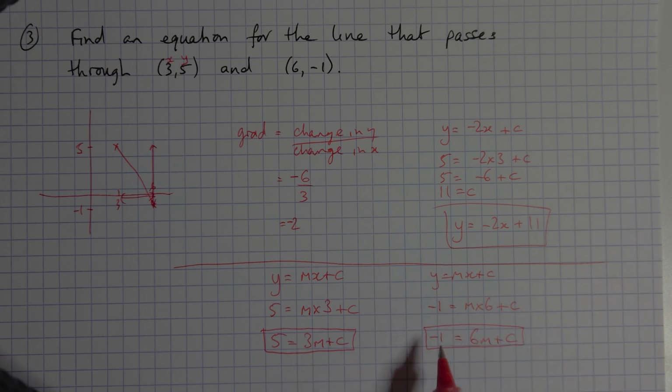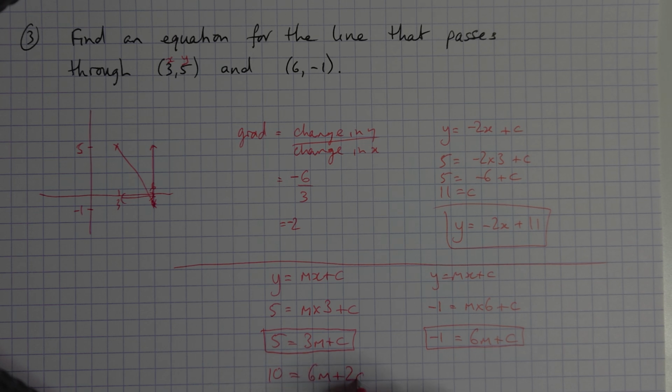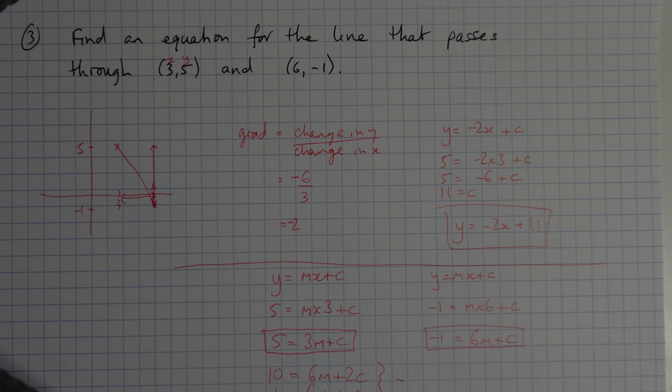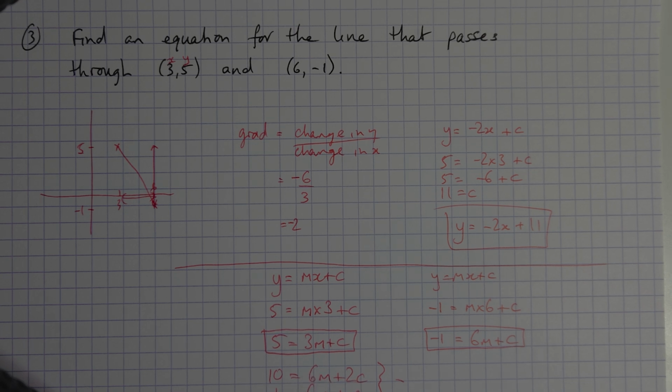And this is a pair of simultaneous equations. I might want to say double this one would give me 10 is 6m plus 2c. If I rewrite this one underneath, that's -1 equals 6m plus c. This would benefit from subtraction. 10 take away -1 is 11. 6m take 6m is nothing. 2c take c is 1c. So once again I get that c is 11.